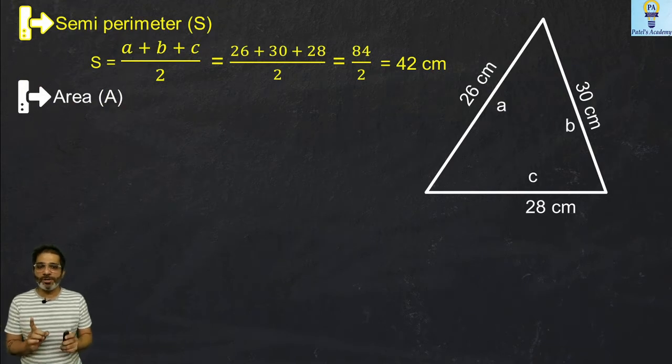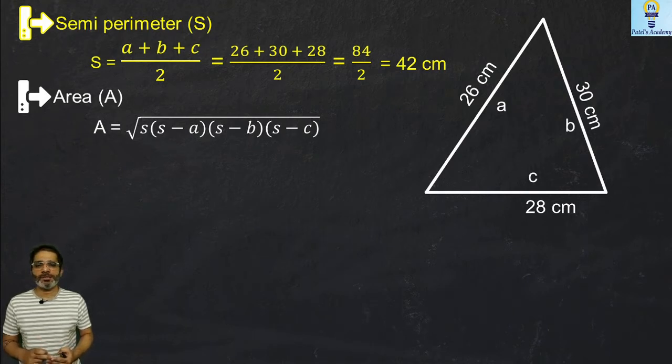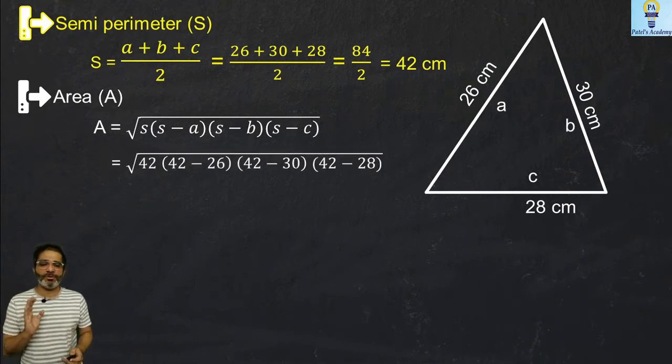The formula is not half into base into height. The formula is: area equals the whole under root S into (S minus A), (S minus B), (S minus C), where S is the semi-perimeter and A, B, C are the sides. I can take the values of A, B, C as any of the sides. Let me substitute the values in the next step. S is 42 and A, B, C are 26, 30 and 28. So I get 42 into (42 minus 26), (42 minus 30), and (42 minus 28).